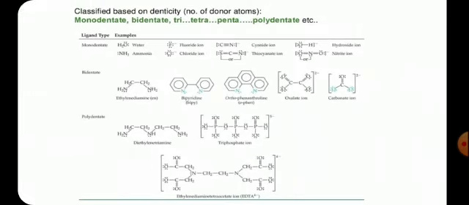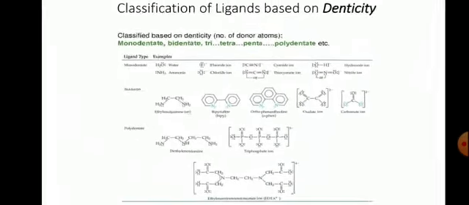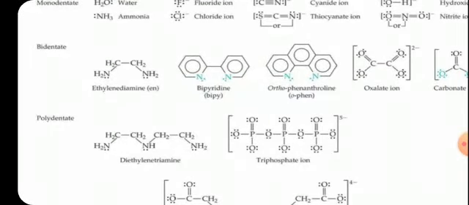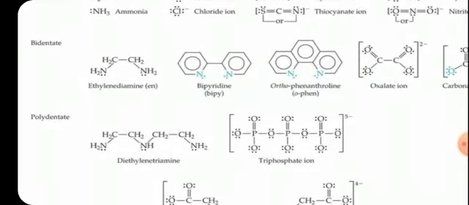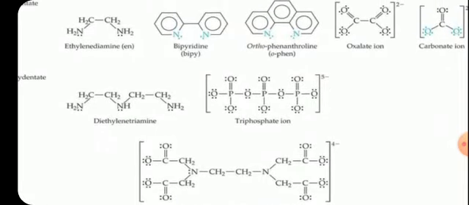You can also have polydentate ligands. For example, diethylene triamine. If ethylene diamine is en, diethylene triamine is dien. Here you can see you have two ethylene groups and you have three nitrogens. Hence, you have 3 points of attachment. In triphosphate ion, you have 3 donor oxygen atoms, single bonded oxygen atoms.